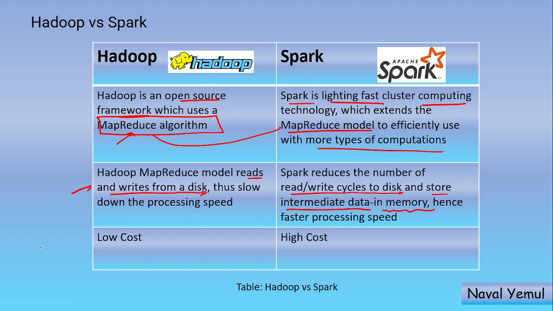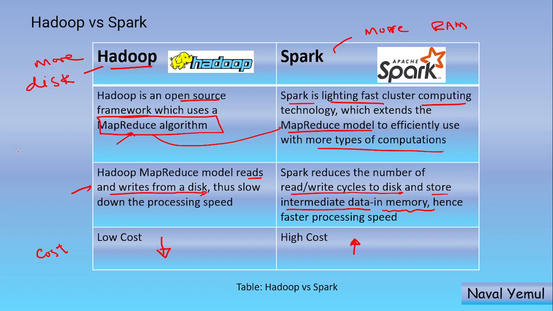Then talking about the cost, pricing, you will be surprised to know that Hadoop is low cost and Spark is high cost. Can you think why? I'll give you the best example. When it comes to cost, you might think Hadoop will cost you more. No, Hadoop will cost you less compared to Spark. Just imagine Hadoop is working on disk, so Hadoop needs more disk, and Spark is working on memory, so it needs more RAM.